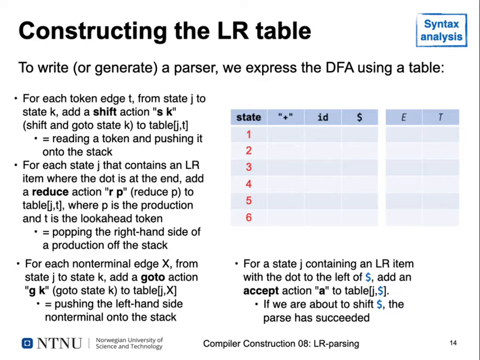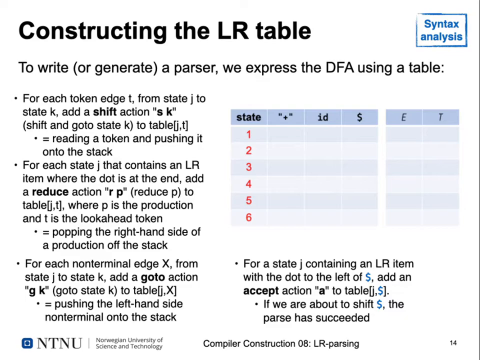So if this is the state, then we can add a reduce action, which we call R, and then we reduce to some P to this table at position j,t, where P is the production, and t is the look-ahead token that's at the end of the rule. So this is the equivalent of popping the right-hand side of a production off the stack.